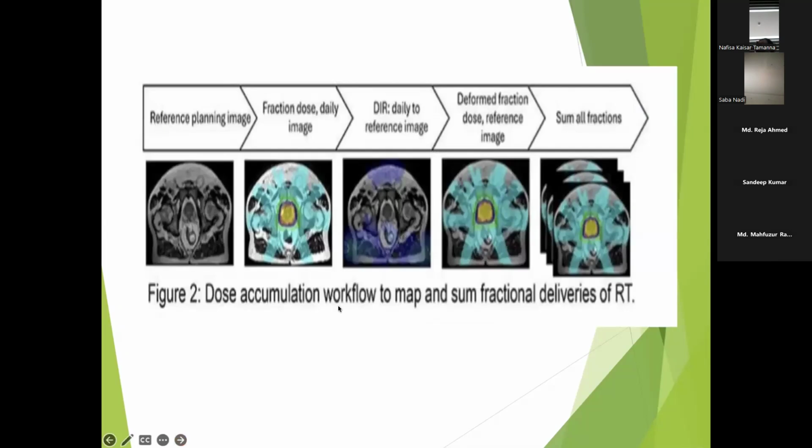So here we can see a pictorial representation of the dose accumulation workflow to map some fractionation deliveries. First is the reference planning image, then the fraction dose and daily image, then deformable image registration of daily to reference image, the deformed fraction dose on the reference image, and the sum of all fractions. So this way we have to think about it.